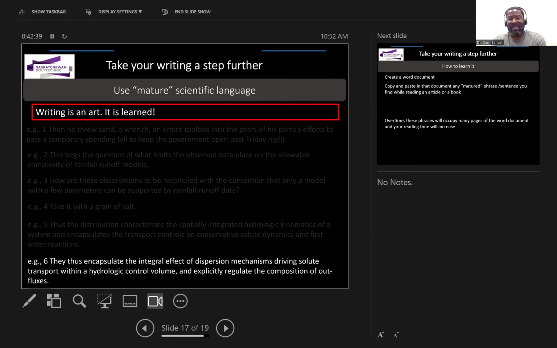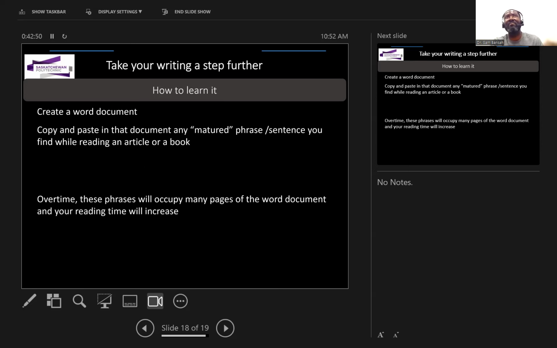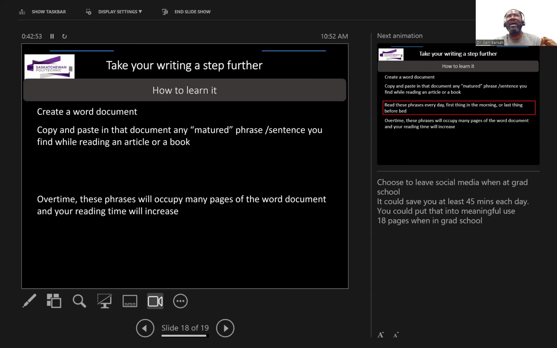So let's see the suggestion here. What do you do to be able to write at this level? Every sentence is solid, it's matured, it's at that golden level you want your writing to be at. How do I do it? I create a Word document.